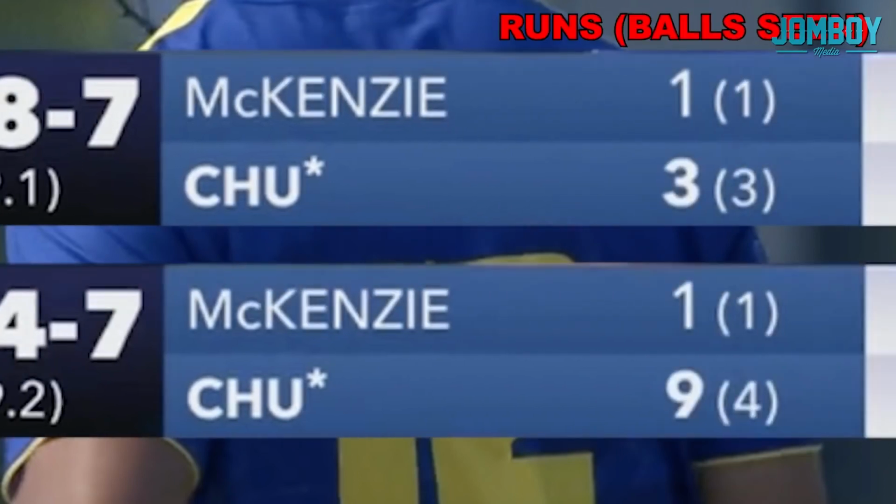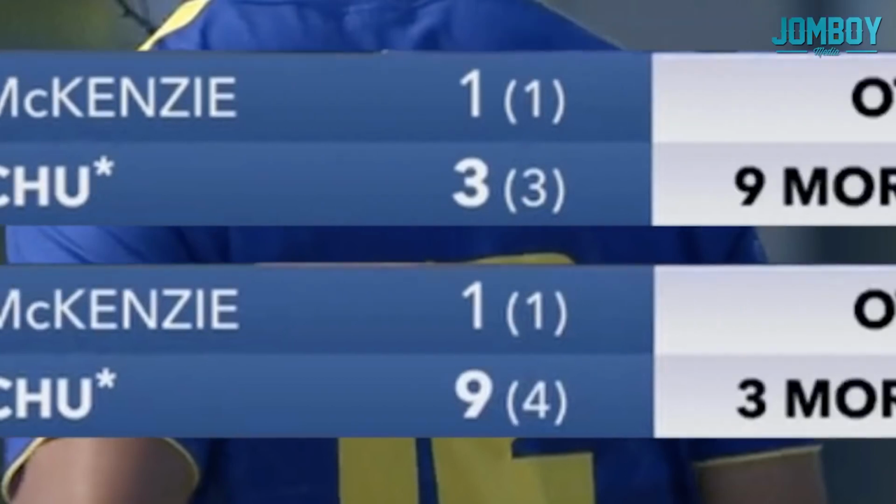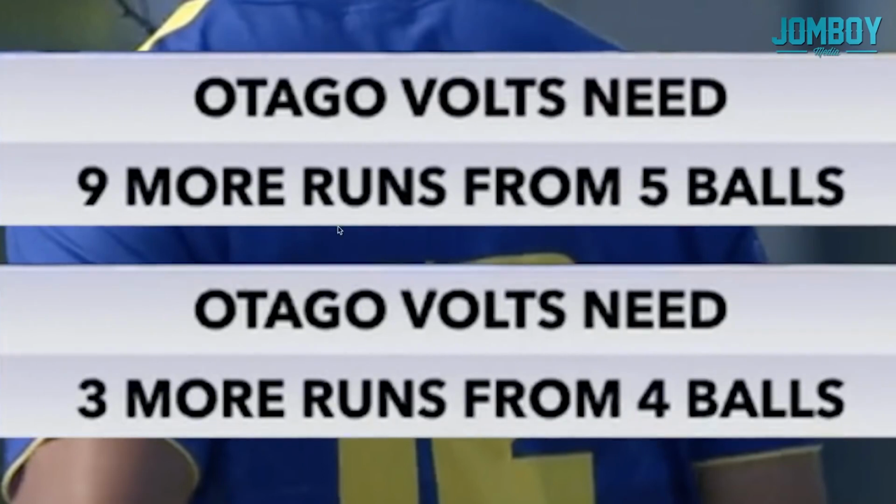Keep going. You have McKenzie. He got 1 run off 1 ball. Choo had 3 off 3. Now Choo has 9 off of 4 balls seen. So that's their personal stats. Before were the team stats. It was 9 more runs from 5 balls, but he got 6. So now it's 3 more from 4.